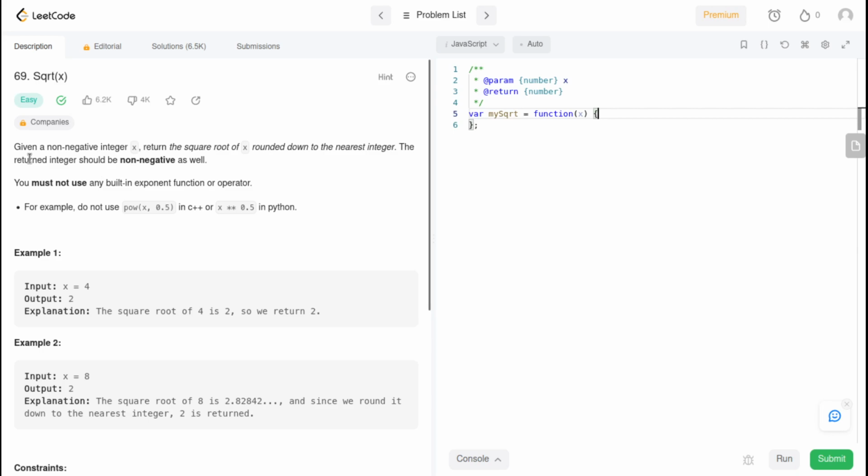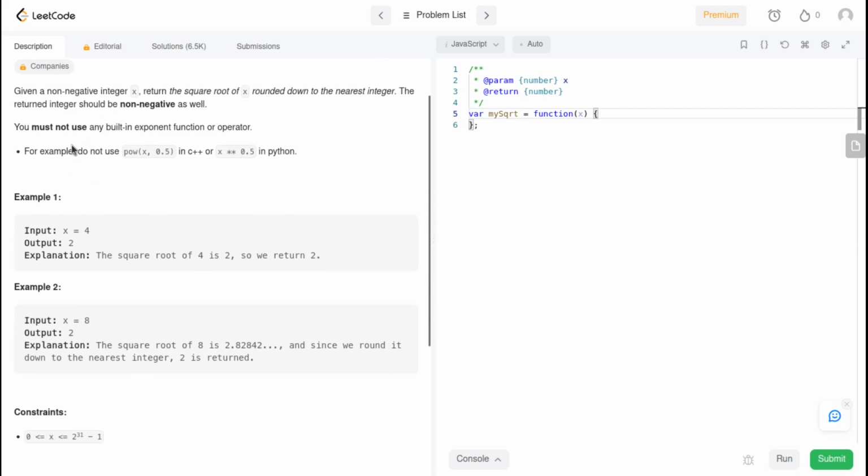In this problem statement we're given a non-negative integer x. We need to return the square root, and the square root has to be rounded down to the nearest integer, and it should be non-negative as well. You must not use any built-in exponent function or operator.